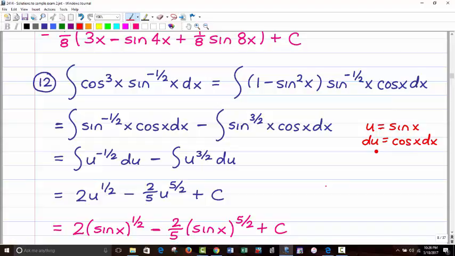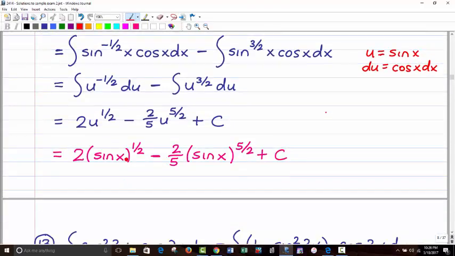But you don't have to adjust for negative or anything, because it's whenever u is cosine that you have a negative when you take the derivative. And u to the negative 1/2, u to the 3/2, both pretty simple power rules. n plus 1, n plus 1, pretty straightforward from there. You have this result, then you put your sine back in for your final answer. So it'd be 2 sine of x to the 1/2 minus 2/5 sine of x to the 5/2 plus c.